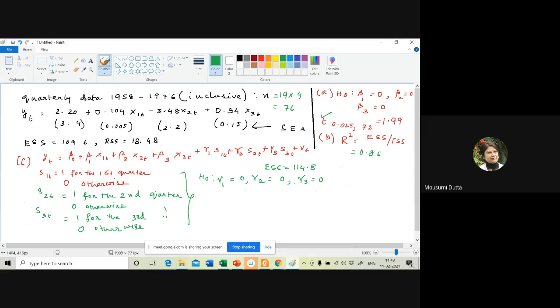Now when we get gamma 1 equals gamma 2 equals gamma 3 equals 0, are we getting back the original regression model? Yes or no? Yes, ma'am. Implementing this H naught, Choyan, are we getting back the original regression model? Choyan?